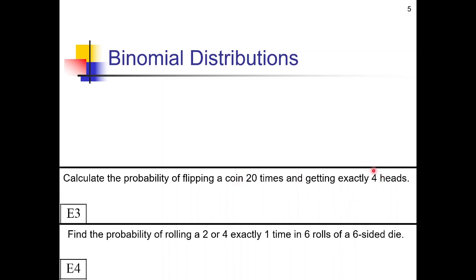If we want the probability of 4 heads in 20 tries, then we need not only the 4 heads, but we also need the probability of 16 tails to go along with it. So we'd be doing probability of the 4 heads and multiply that by the probability of the 16 tails.